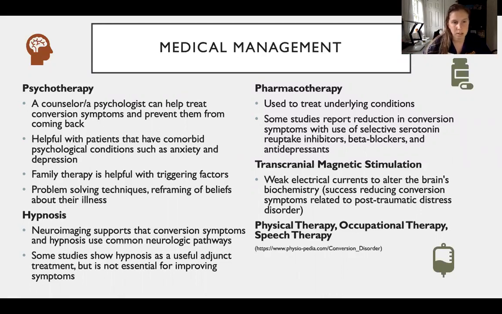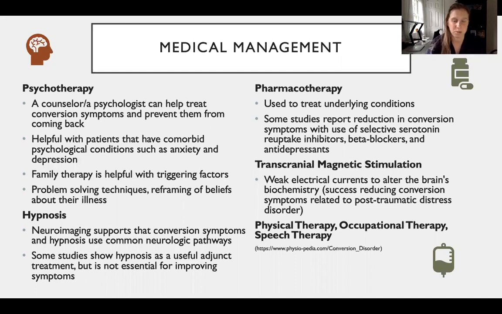Hypnosis, which I thought was interesting. Neuroimaging supports that conversion symptoms and hypnosis use common neurologic pathways. So some studies show that hypnosis can be a useful adjunct to treatment, but it is not essential for improving symptoms. Pharmacotherapy is used to treat underlying conditions. Some studies report reduction in conversion symptoms with the use of selective serotonin reuptake inhibitors, beta blockers, and antidepressants.